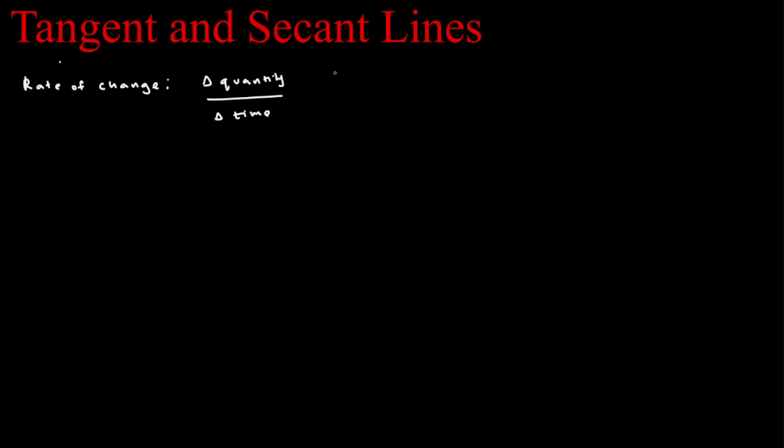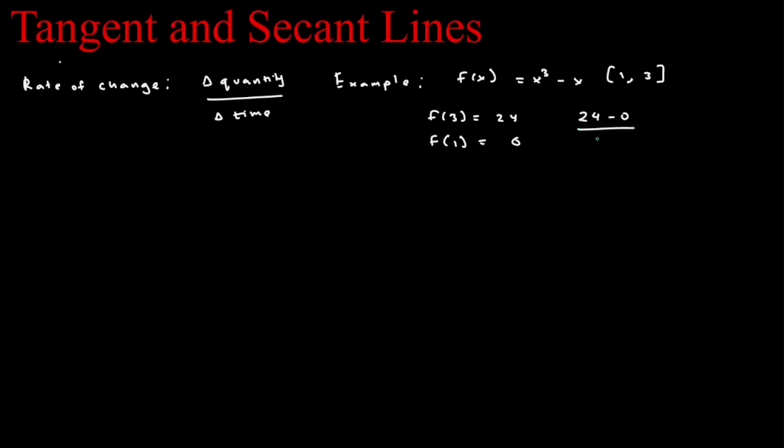And let's just get into an example. Find the average rate of change of f of x equals x cubed minus x on the interval [1, 3]. The endpoints are 1 and 3, so f of 3 is 27 minus 3, that's 24, and f of 1 is 1 minus 1, which is 0. So our average rate of change is 24 minus 0, the change in quantity, over the change in x, which is 3 minus 1, which is 2, and so it's 12, right?